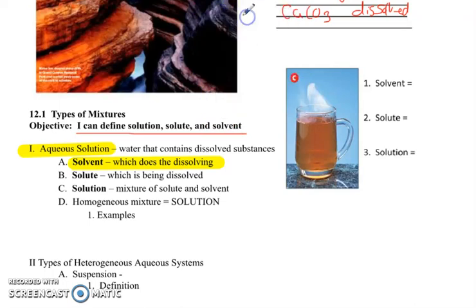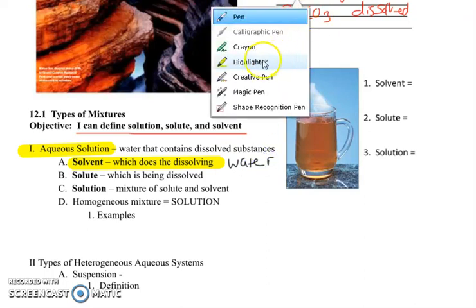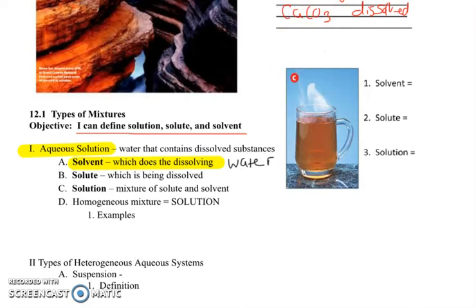What is our most common solvent? Good, water. Thank you, John. So our most common solvent would be water. The solute is what is being dissolved. So that could be lots of different things. At home, that might be sugar if you're making Kool-Aid, it could be salt if you're cooking pasta, it could be a chemical in chem lab. The solute is what's being dissolved. And then the solution, that's the mixture of the solute and the solvent.